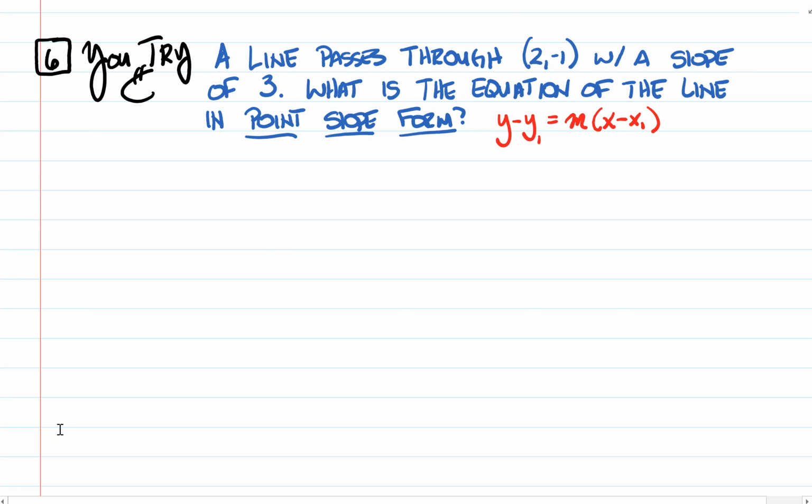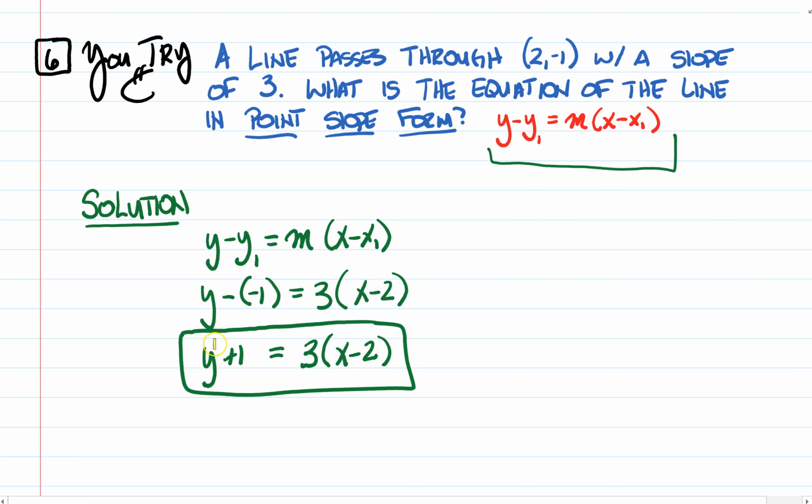Okay, box number 6 is a U-try. Let's say a line passes through the point (2, -1) with a slope of 3. What is the equation of the line in point slope form? And I gave you a reminder of what point slope form is. Okay, good luck. Hopefully you got the right answer of y plus 1 is equal to 3 times x minus 2.